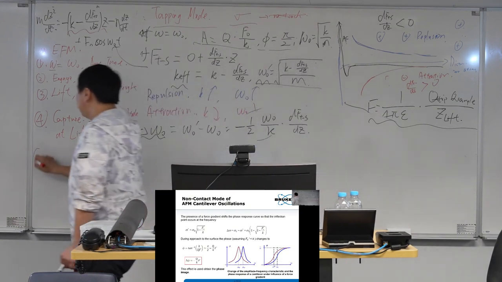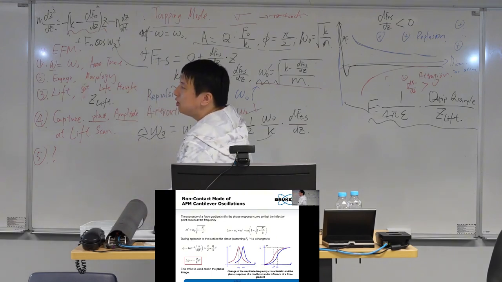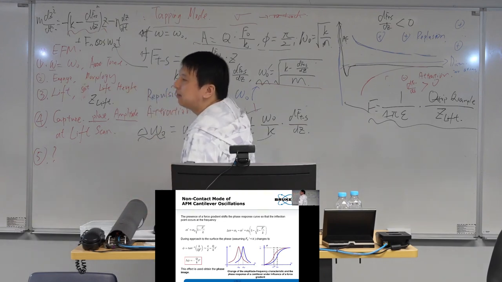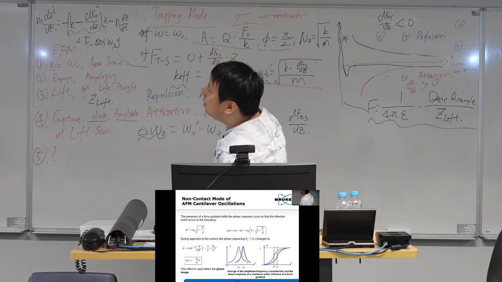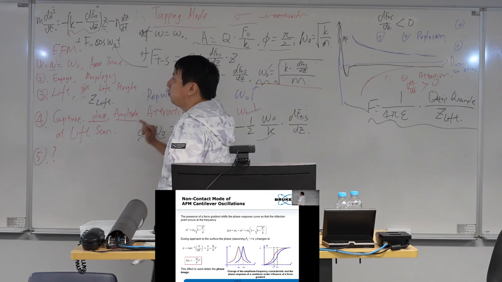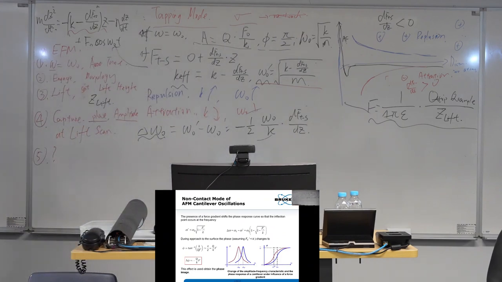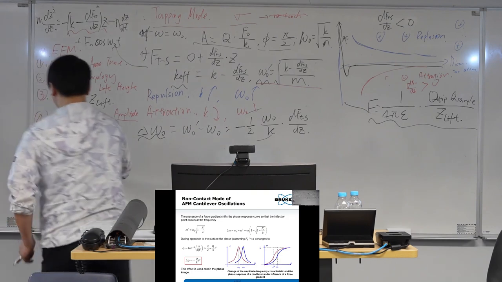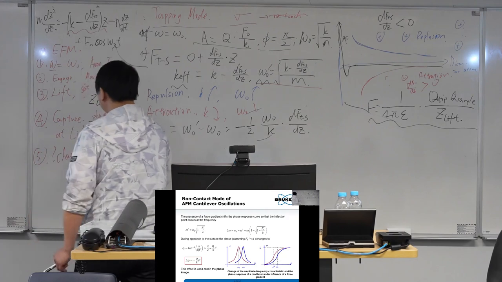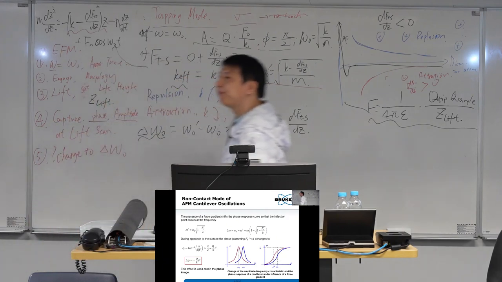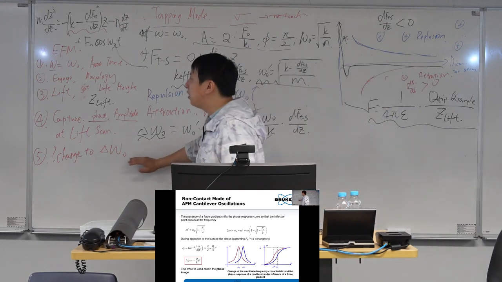But fifth step. Some researchers, the classic researchers, in their study prefer frequency, not phase. So they like this one. So change to frequency shift. So how do we get the frequency shift?